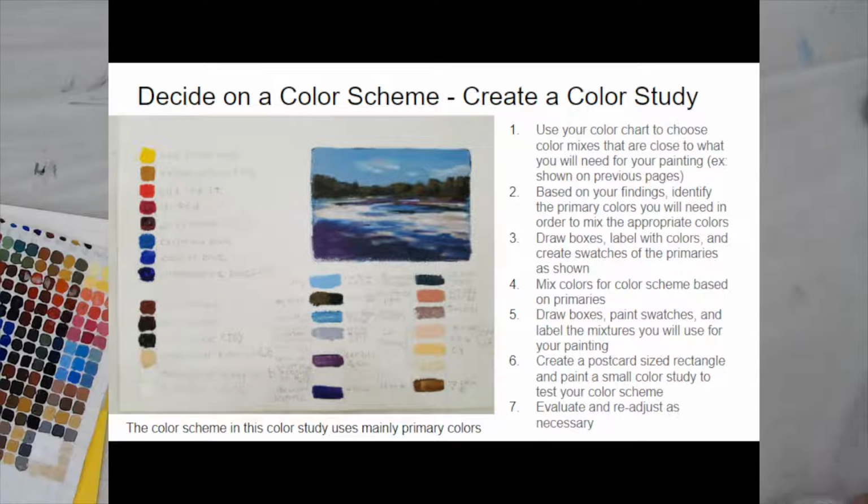And then eventually you learn how to do a color study with a thumbnail. And I have some examples of that. So in this example here, I used the color chart to choose the color mixes that were close to what I would need for the painting. I listed those over here and put the swatches over here and labeled those. And then I went ahead and mixed, and these are the resulting colors that I used in the little thumbnail painting. So that's an example of that.